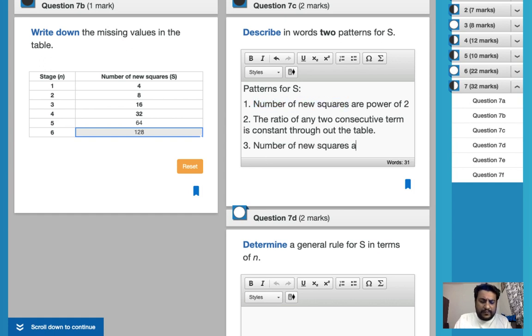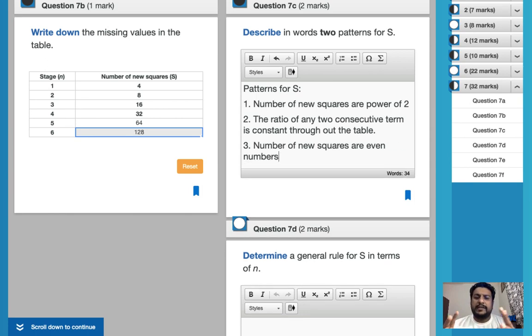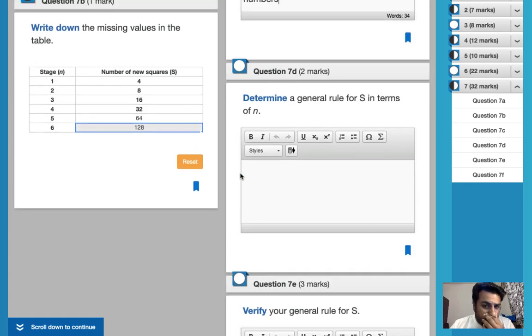The number of new squares are even numbers. Just try to explain it in terms of mathematical notations, mathematical properties, or you can say all the numbers are divisible by 4 or multiples of 4. You can say all the numbers are divisible by 8 except the first value, or the number of squares at stage 1. So this is how you can express in different ways the pattern, whatever pattern you observe in the table. Clear?